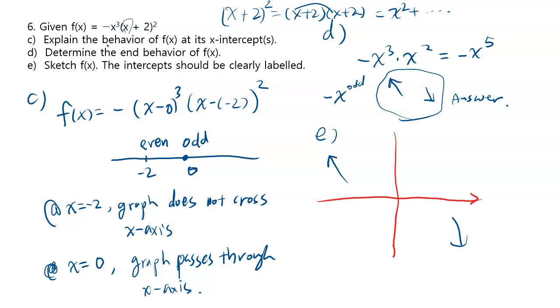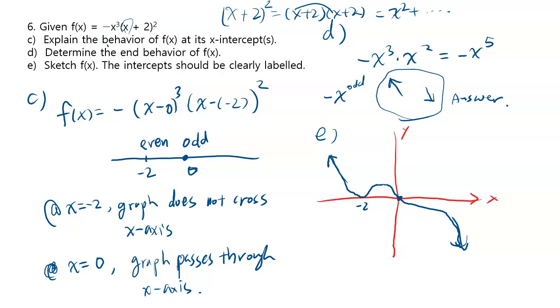So here's the x and y axis. The graph would be touching at negative 2, and what happens? It goes up because it does not go through. It does not cross. It bounces back, and then it has to turn back to hit 0 because it has to pass through the x-axis at 0. So it goes through 0, and then it has to go down. Okay, so that's what you have.